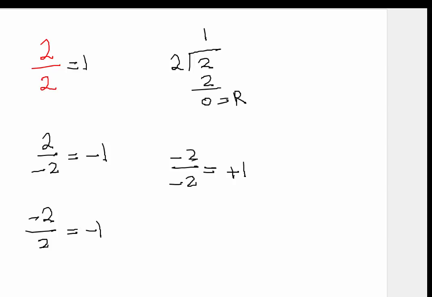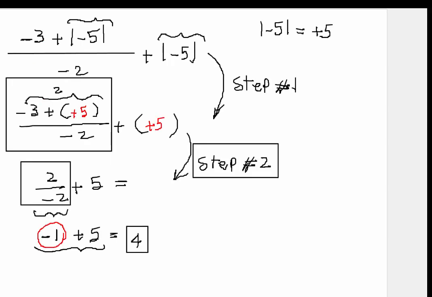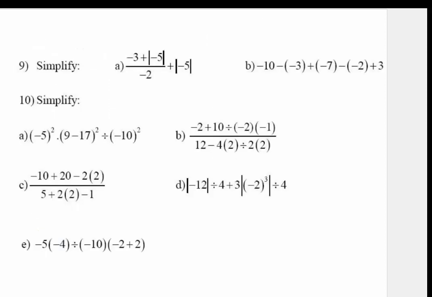Okay, I see a check mark next to everybody's name, so I'm assuming that everybody is following this okay now. So everybody okay with minus 1. So minus 1 plus 5 is equal to 4, and that was the last step then. Okay, good. Looks like everybody is okay with that. Okay, that was number 9. Actually, it was 9A.